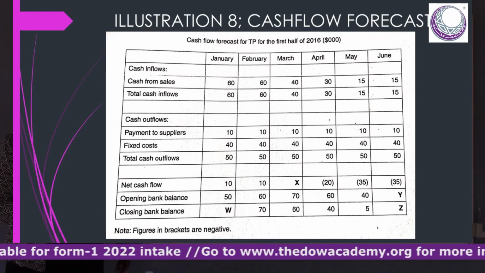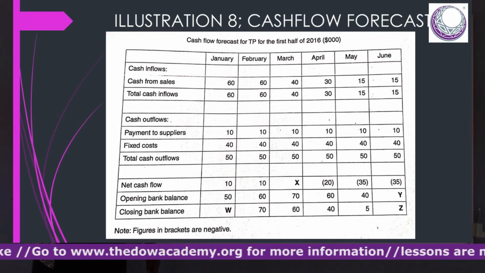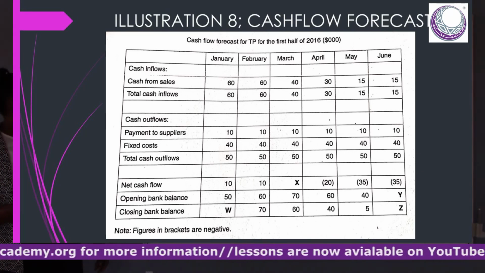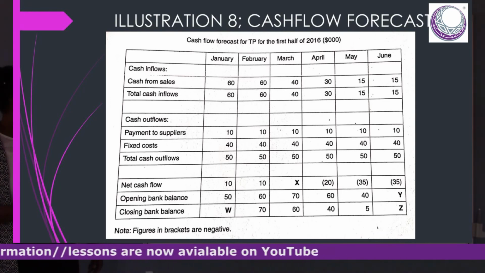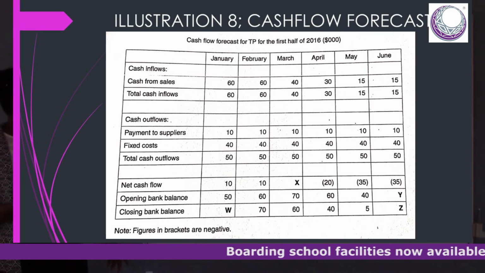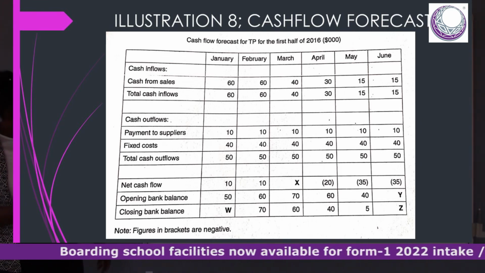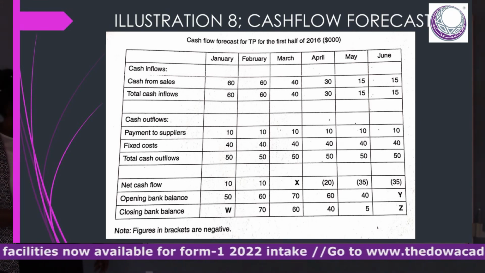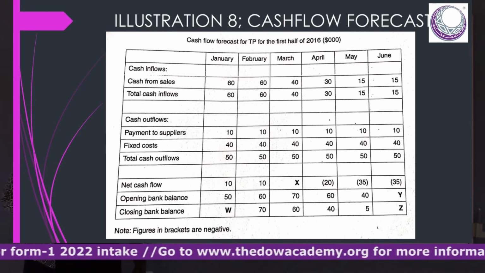So you can see that it's a schedule for 6 months. And if you check also, you can see that there is W, it means a figure is missing, and another figure here, X, another figure missing, and another figure here. So they have also indicated here that the figures in the brackets are negative.